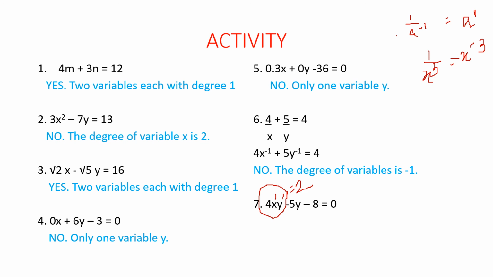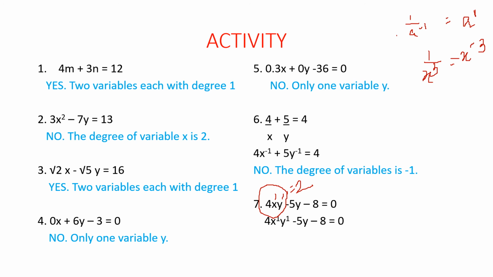Hence in this case, the degree of 4xy will be equal to 2, and hence we cannot consider this as a linear equation, because our linear equation says that we can have only 1 as a degree, but here since there is x and also y, we are adding their powers, the degree of this term becomes 2, and hence it will not be a linear equation in two variables.